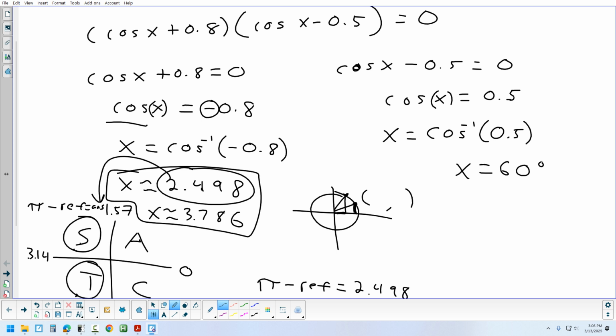And that is a reference angle because it's in quadrant 1. Now we're looking for where cosine is positive. I'll convert that to radians in a second. What other quadrant is cosine positive in? It is positive.